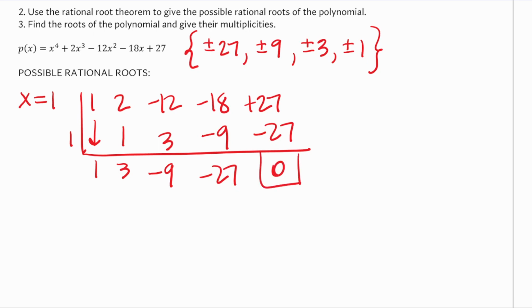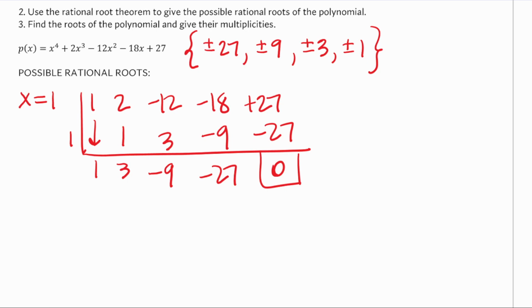Wasn't looking good for a while. The numbers were getting bigger. I felt like it wasn't going to happen, but it just worked out right at the end. Sometimes you just got to have faith, okay? And x equals 1 in my class is very frequently a root when you have to do this. So just keep that in mind.